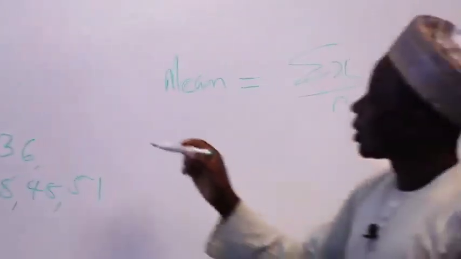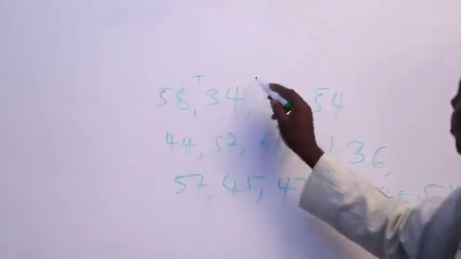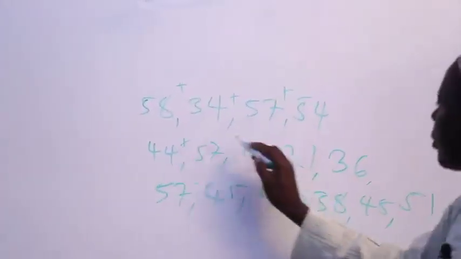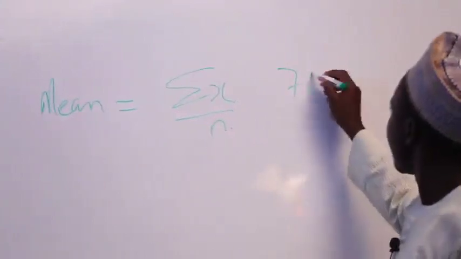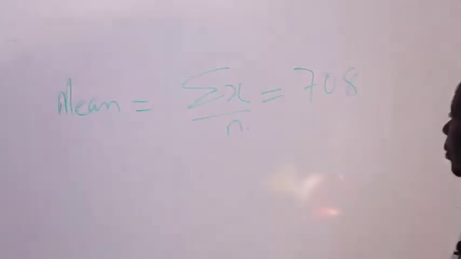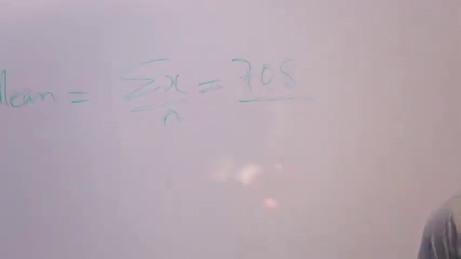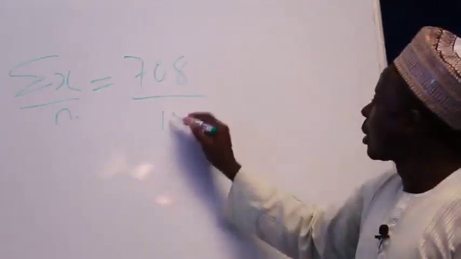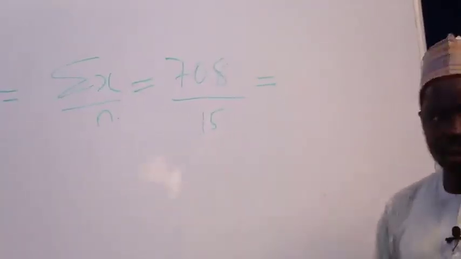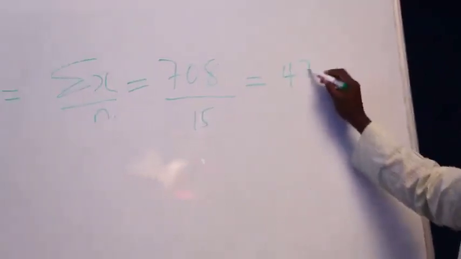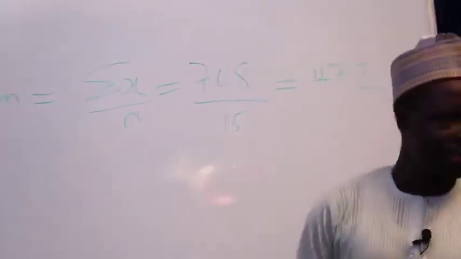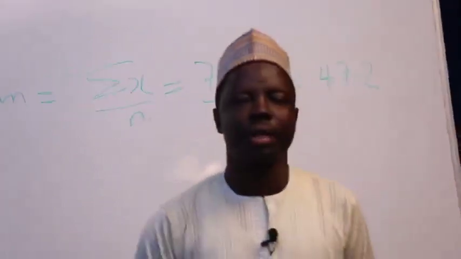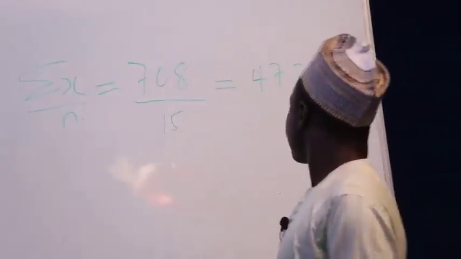So if we sum it up for all these 15 students, we will get a total of 708. And then our total number of observations is 15 students, 15 marks. If you do the arithmetic, it will give you 47.2, which is the average or the mean of the scores. Mean score of these 15 students is 47.2.